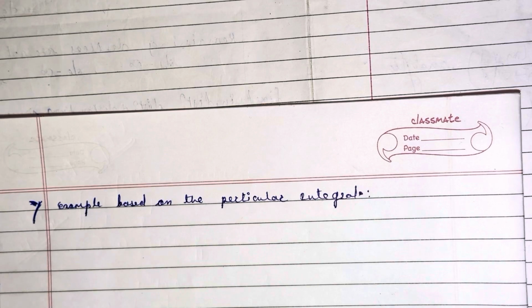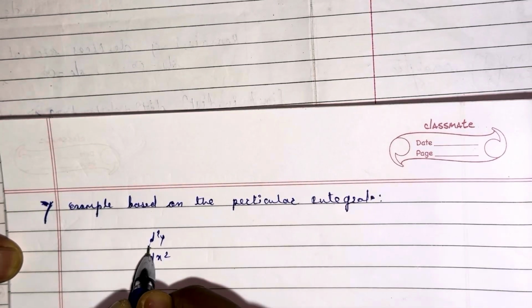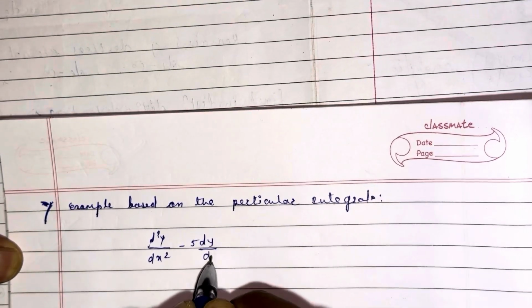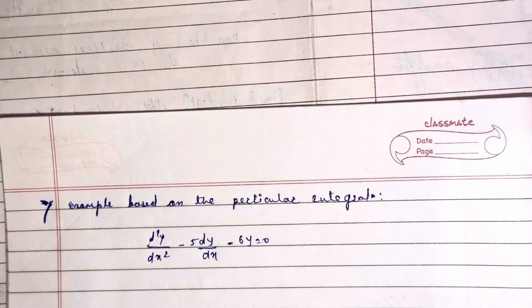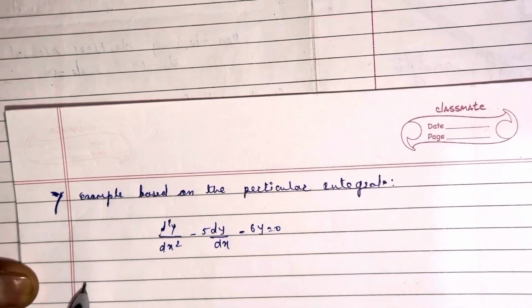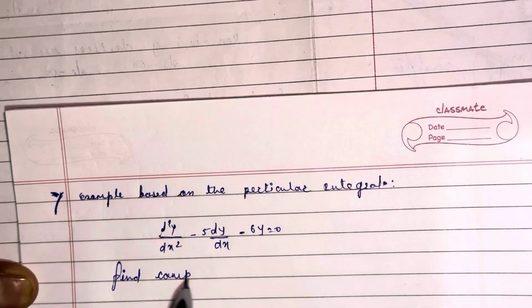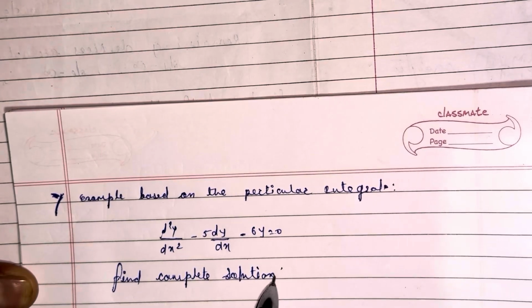Here we have the first example: d square y by dx square minus 5 into dy by dx minus 6 times y, which is equal to 0. We want the complete solution, which is complementary function plus particular integral. We have to find out the complete solution.